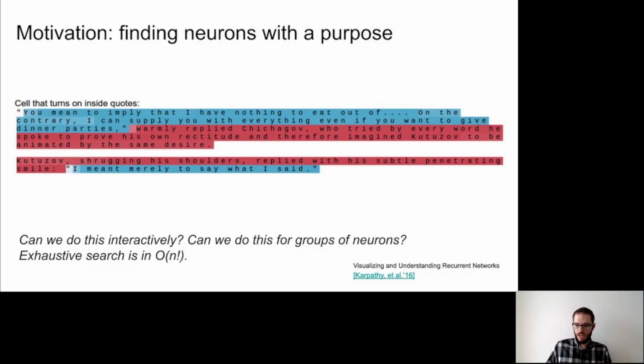Now, if we were to do this as a structural analysis, for example, the exhaustive search would be in a complexity class far beyond our computational power, because we would have to enumerate all of the combinations of all the neurons inside of a model and then investigate whether they align with some property, like whether a text is inside of quotes. But maybe we can do this interactively to filter our hypotheses to those that make sense.